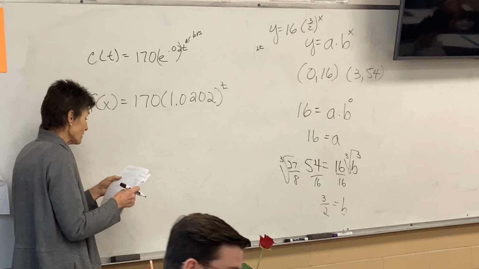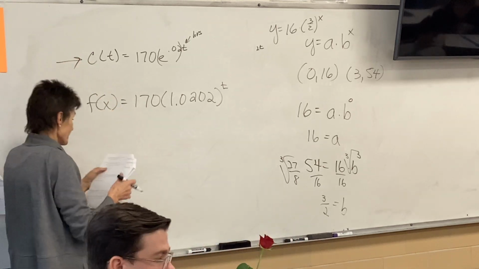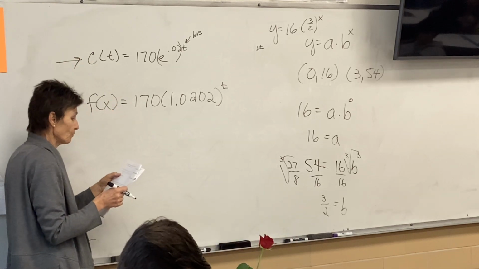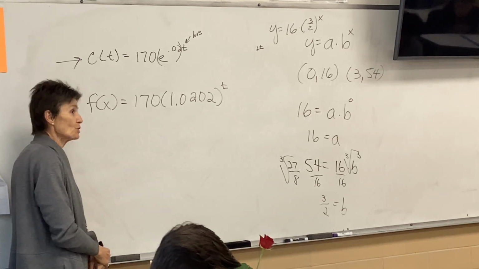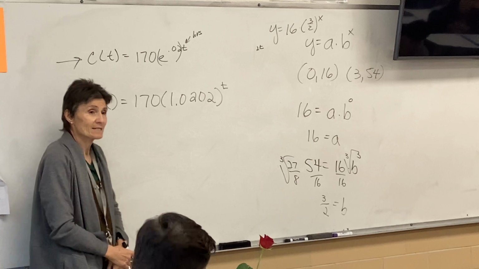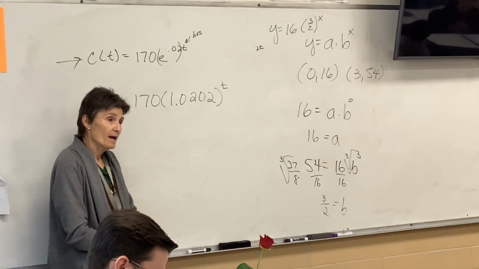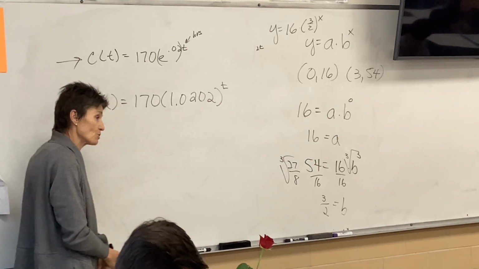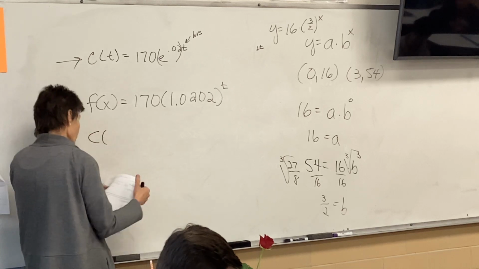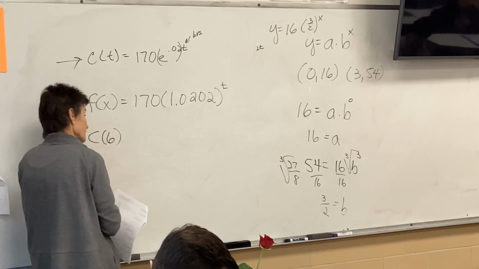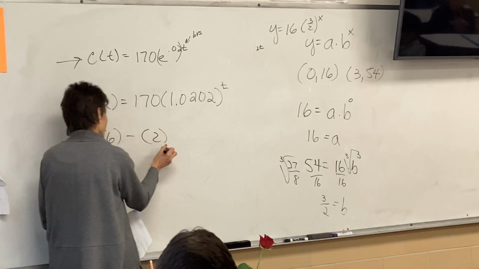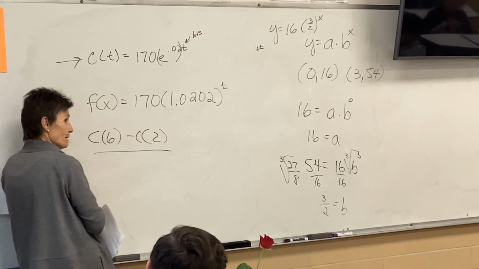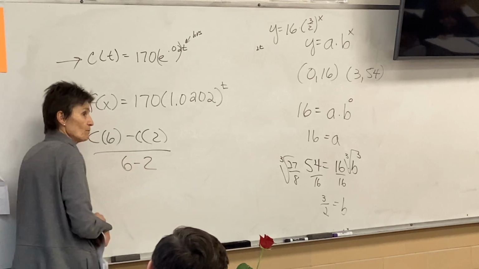Find the average rate of change of this thing over the interval from 2 hours to 6 hours. Guys, average rate of change. Oh my gosh, we've been doing that since day 1, it seems like. How do you find the average rate of change? You take the function value of the second input minus the function value of the first input and divide it by the difference of the inputs.